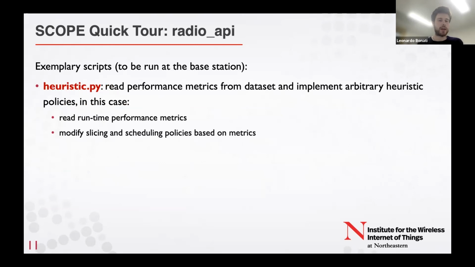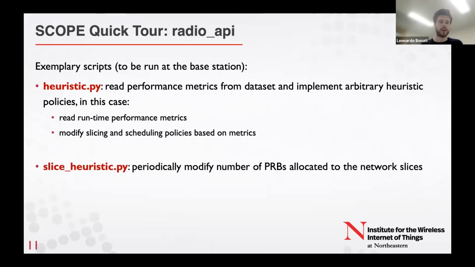For the examples, we have a couple of examples. One example is the heuristic example that is just reading the performance of the run in real time from the dataset that is automatically created by scope, and is just keeping an eye on some metrics like the size of the capacity of the buffer used for the user or the throughput, and is modifying the slicing and scheduling policies in real time based on such metrics. We also have another example script, the slice heuristic script, that periodically modifies the slicing allocation of the base station for the various slices, so the PRBs in this case.